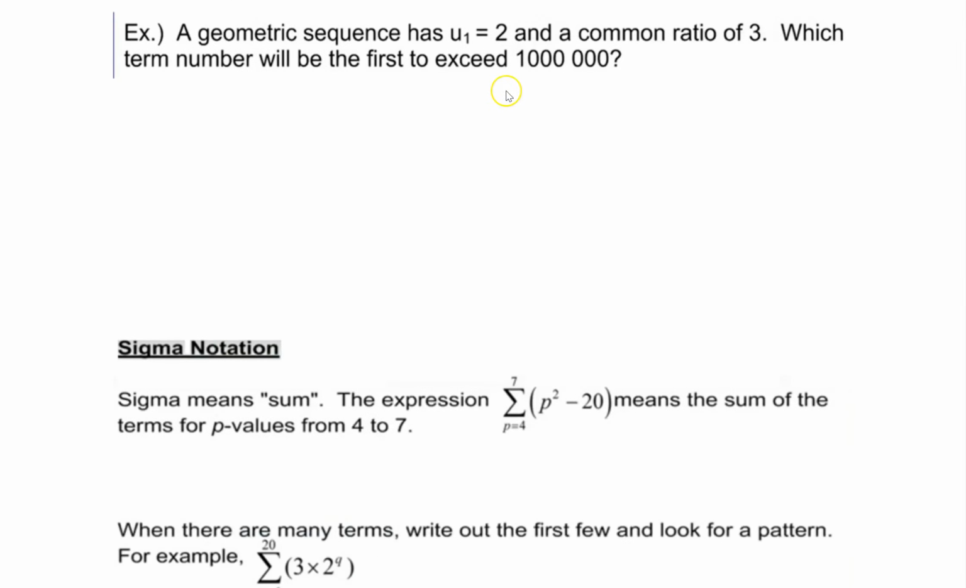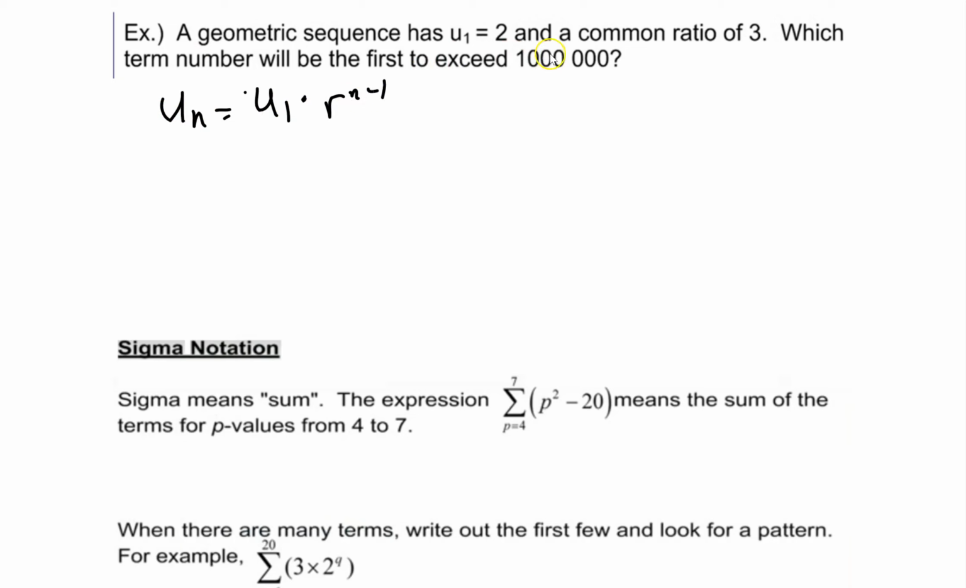A geometric sequence has u1 equals 2 and a common ratio of 3. What term number will be the first to exceed a million? Wait, sorry, did that wrong. A million. So what we're going to do is look at our formula sheet, right? It says term number, it didn't say anything about the sum. These are all sum things. So it's all about this one right here. So put that down: un equals u1 times r to the n minus 1.